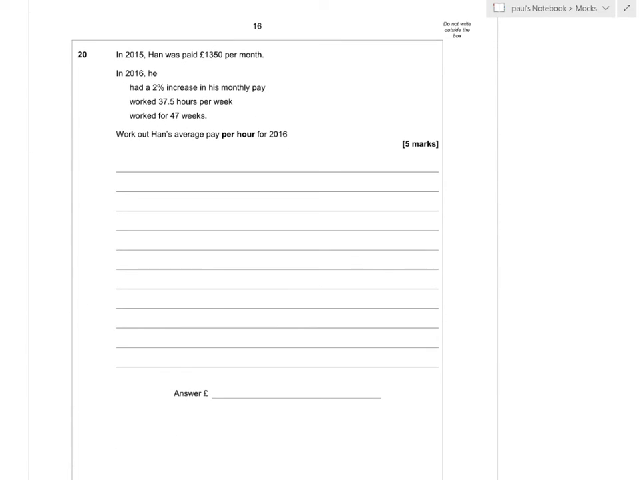Right, here's this bonkers question. Number 20. Han was paid $1350 a month and he had a 2% increase. Let's work out that. So 1350 times 2%. So 1350 times 2 divided by 100 equals 27. So add the 27 onto that, so then he gets 1377. That's his new monthly money.